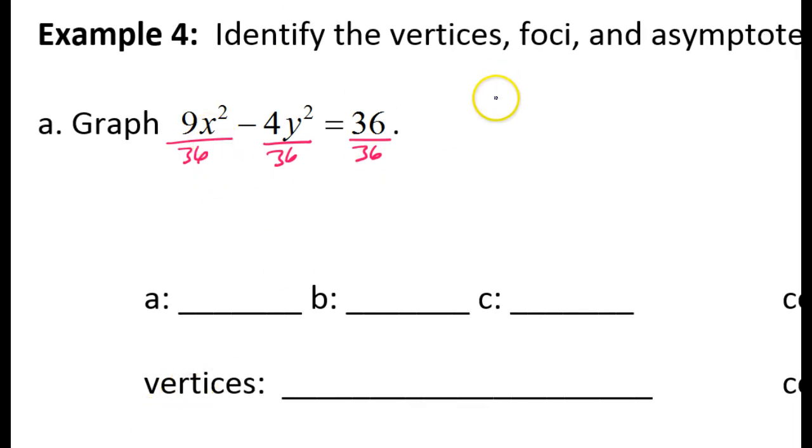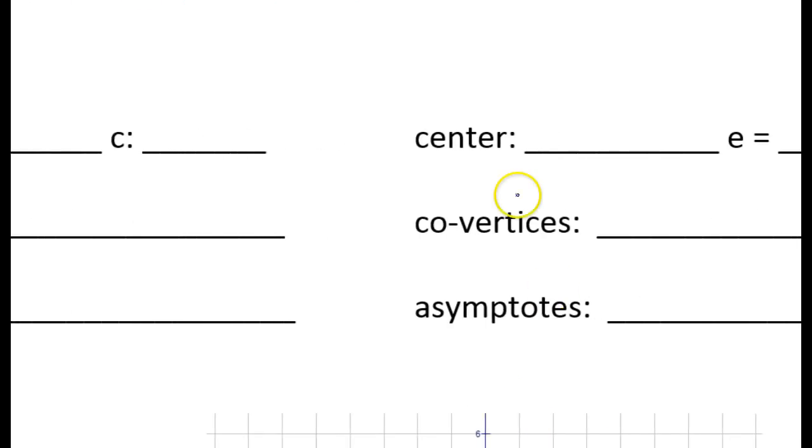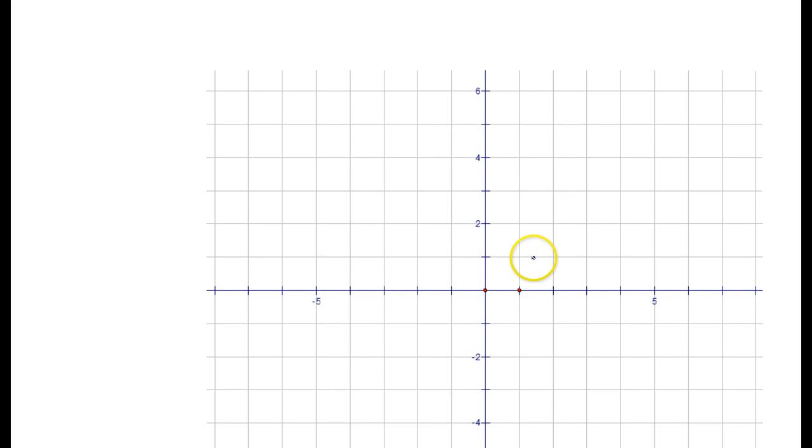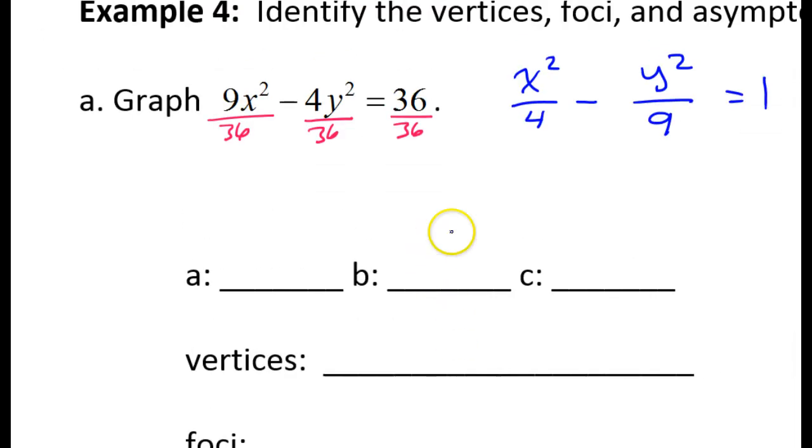So when you reduce this down, you're going to get x squared over 4 minus y squared over 9 is equal to 1. So it's easy to tell that the center is going to be 0, 0, because we just have x squared and y squared. So the center is definitely going to be 0, 0. Let's go ahead and write that down. Okay, and graph it. So there's the center right there. Now let's go ahead and find the vertices.